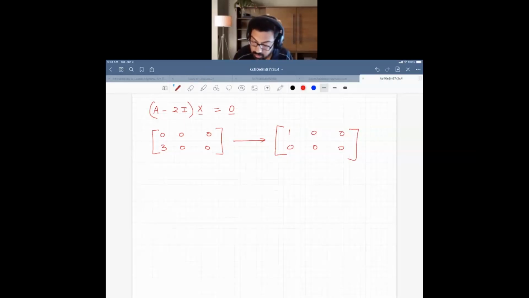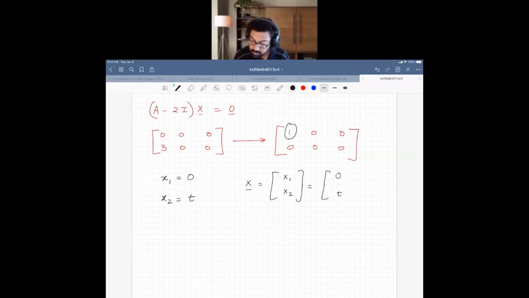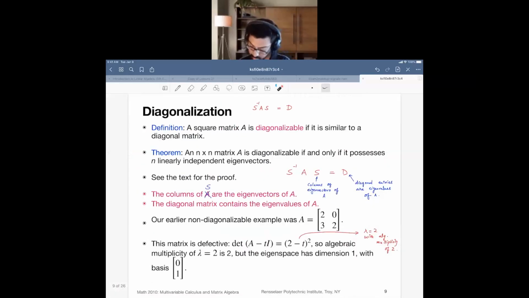You know that x1 equals 0 because of this row, and then x2 can be anything. So the vector x, with components x1 and x2, is t times (0, 1). The dimension of my eigenspace is only 1, so I only have one vector in the basis of my eigenspace. The eigenspace has a dimension of 1 with the basis (0, 1).